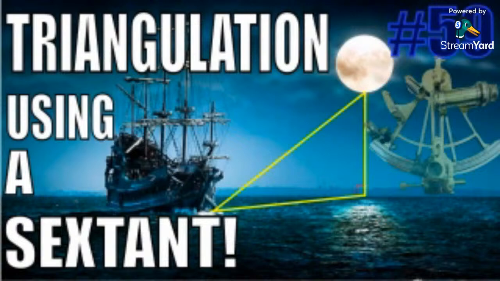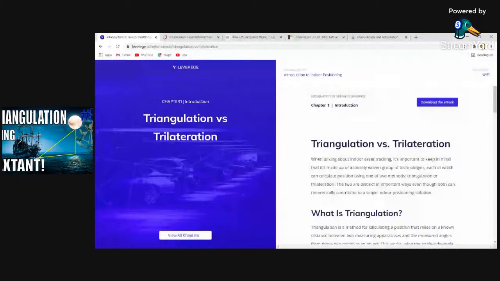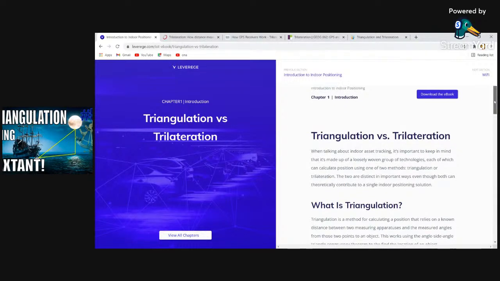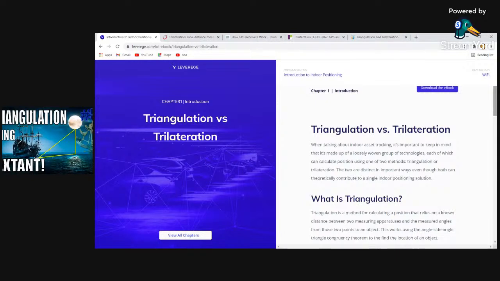I'm going to pull up some references here. So what have we got? This one here. All right. So we'll start with trilateration. This is trilateration versus triangulation. And it's going to become very apparent in a second what we're actually doing with the sextant. So this is triangulation versus trilateration. Right, when talking about indoor asset tracking, it's important to keep in mind that it's made up of a loosely woven group of technologies.